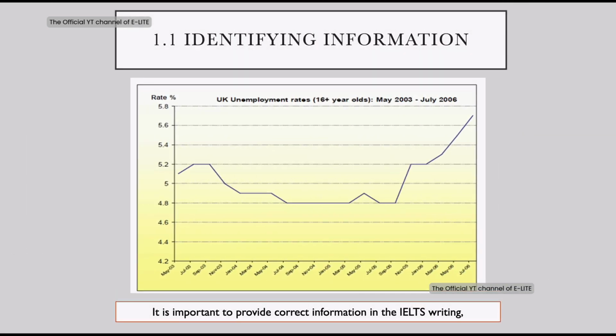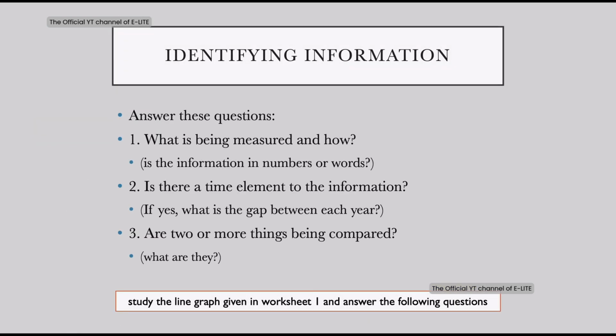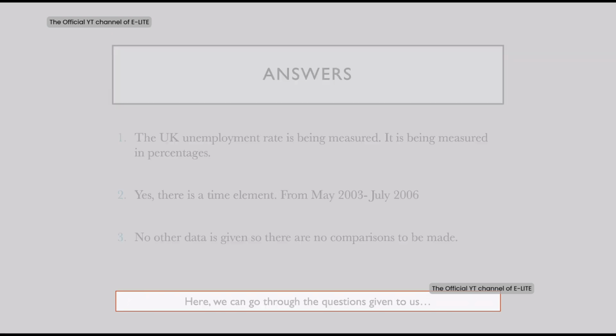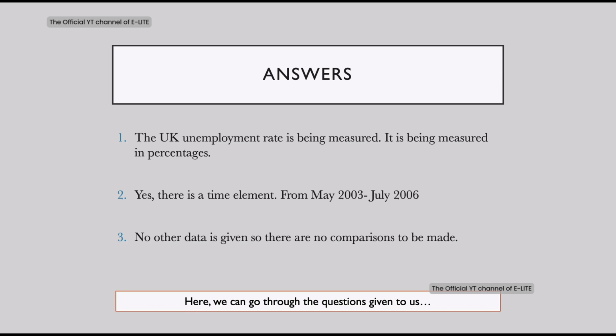It is important to provide correct information in the IELTS writing. Therefore, study the line graph given in worksheet 1 and answer the following questions. When you have worked that out, we can go through the questions given to us.